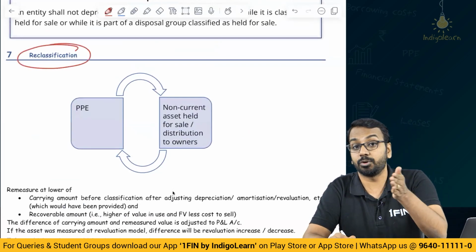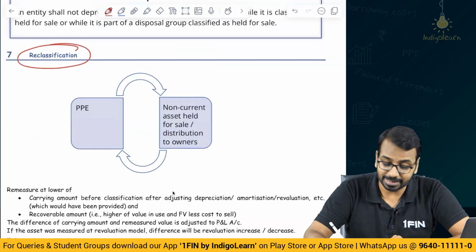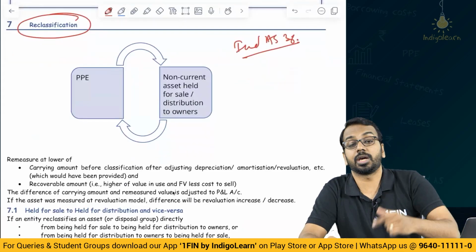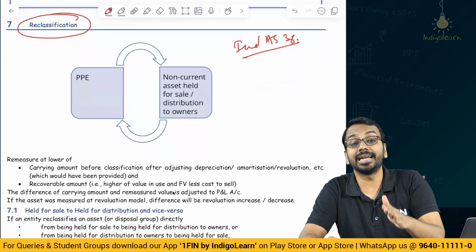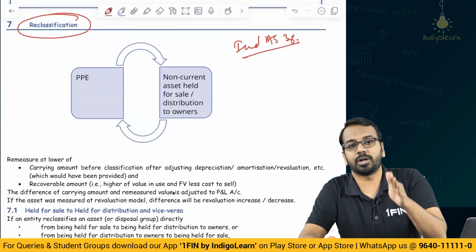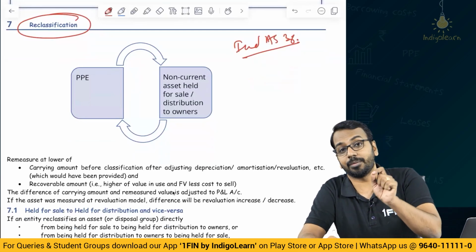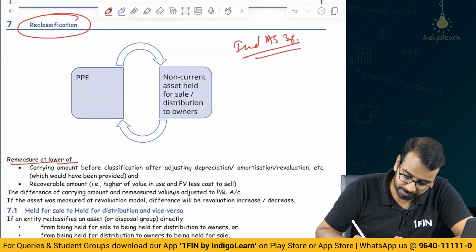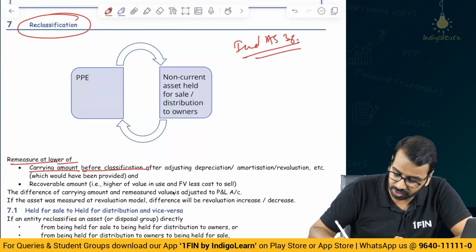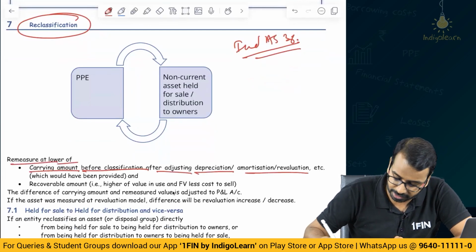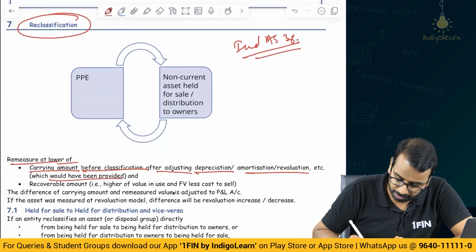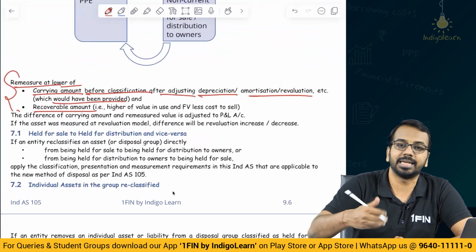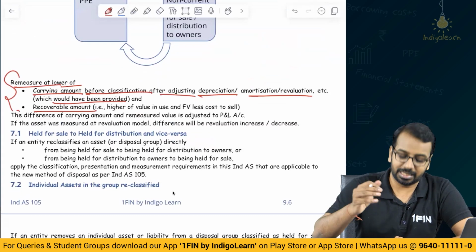Then, if there is a subsequent reclassification, means we have classified it as held for sale. Now, again we want to bring it back to PPE, then same principles what we learned in IndAS 36 will be applicable. You cannot restate it at a value greater than the amount which would have been arrived at if depreciation would have been charged. So, this we have seen in IndAS 36 also. You will remeasure it at lower of carrying amount before classification after adjusting for depreciation amortization which would have been provided and recoverable amount whichever is lower. So, lower of these two amount is at which you will measure the reclassification.